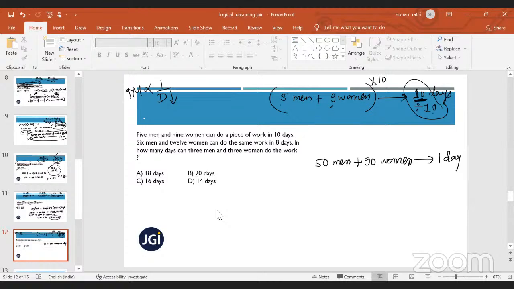5 men plus 9 women is equal to 10 days was given to me. I want to make the day 1. So I'm dividing the right hand side by 10. So in order to divide the right hand side by 10, I have to multiply the left hand side by 10. Correct? Yes or no?